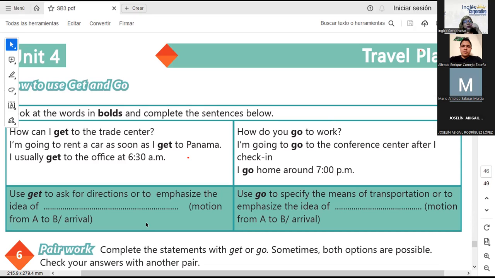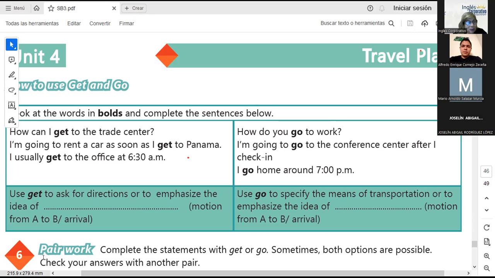Okay. Motion. Not if you don't understand this. Okay, motion from A to B, o sea, que alguien se mueve de un punto a otro. O sea, usted usa get para decir que usted se mueve de un punto a otro o como un arribo. Arrival, que usted arriba, que usted llega. Arrival, okay? Que usted llega. Ok, get, usted lo usa para cuando quiere decir que usted llega a un lugar.